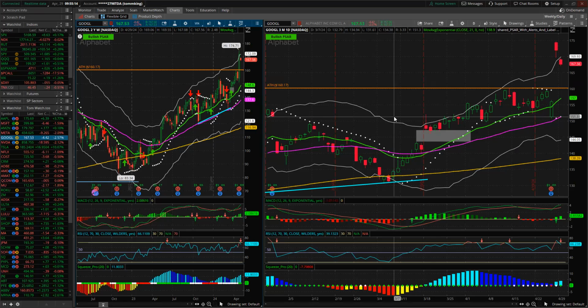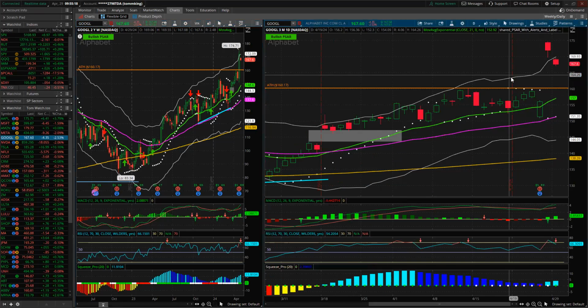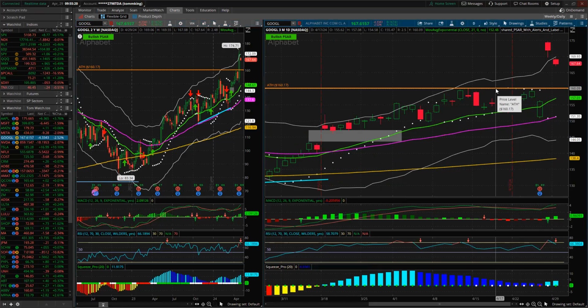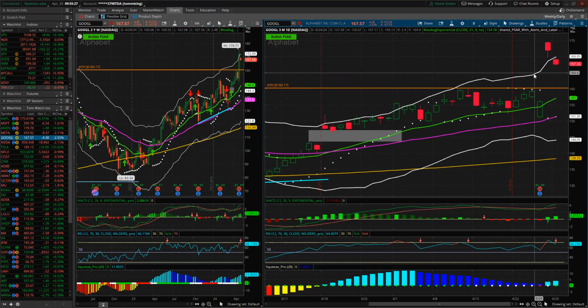So Google in here, earnings are out. This thing blasted to the upside. I don't know that there's a trade in here. I don't think I would get long on something that gapped up here. Now it's gapping down a bit today.